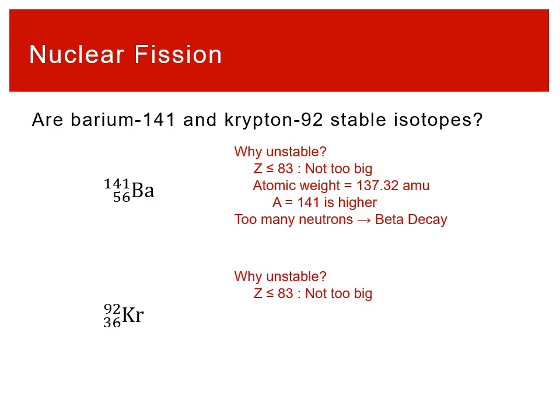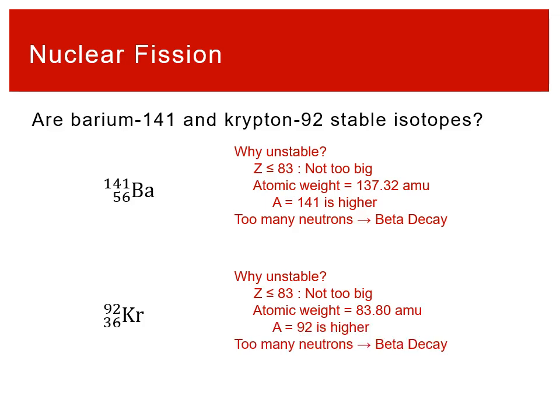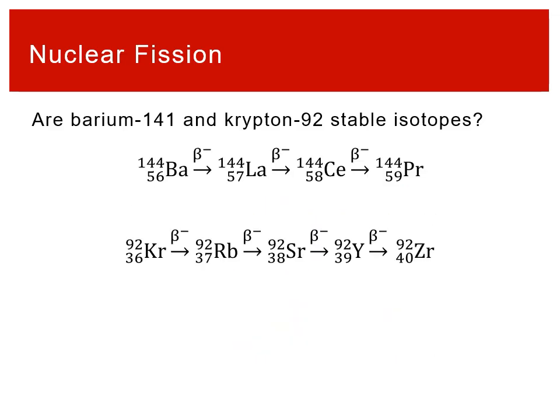Similarly, krypton-92, it's not too big. It's small, 36 is well under our threshold. The atomic weight of krypton is 83.8. 92 is a little bit above that, and so there are too many neutrons in this. So this is going to undergo beta decay. And so the fission process happens, your uranium atom is gone, and you now have these barium and kryptons.